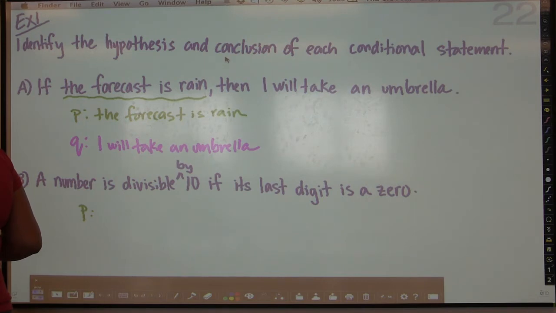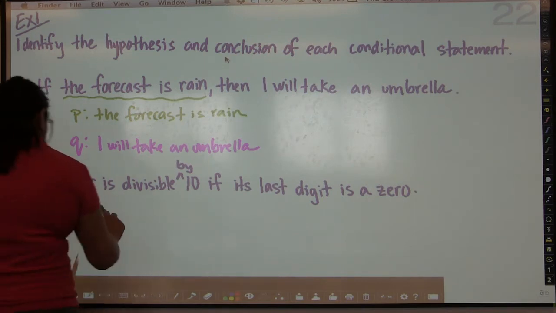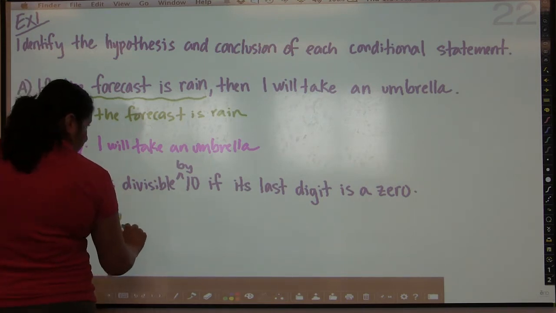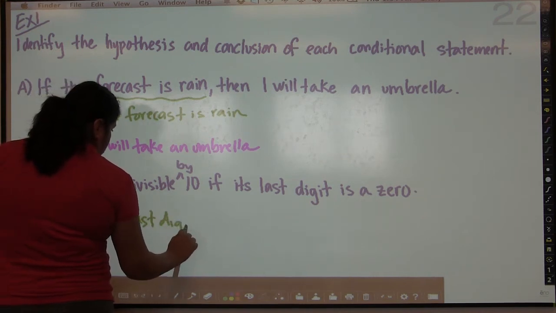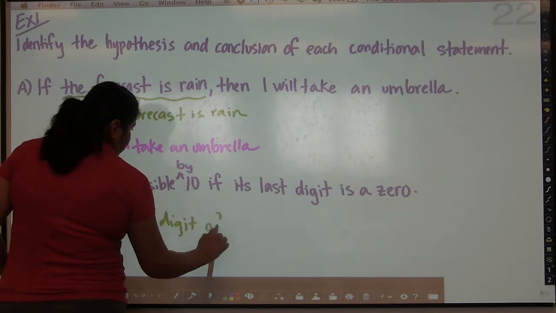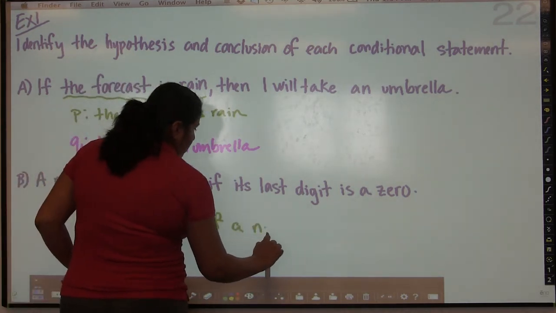Alrighty, so the last digit of a number is 0.